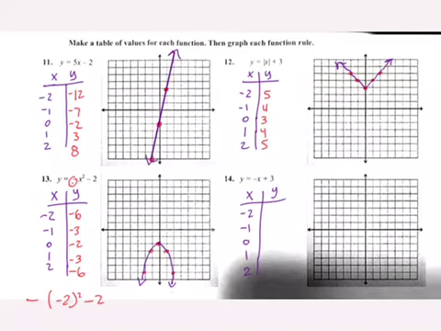For 14, same idea, plug in the negative. So -2 with a negative outside cancels out the negative to become a +2. So we get 2 plus 3 is 5. -1 with the already negative outside gives us a +1, so we get 4. Here we get 3, 2, and 1. So we plot our points. So -2, 5, -1, 4, 0, 3, 1, 2, and 2, 1. And so these are our points. So we connect our points, and this is our line.